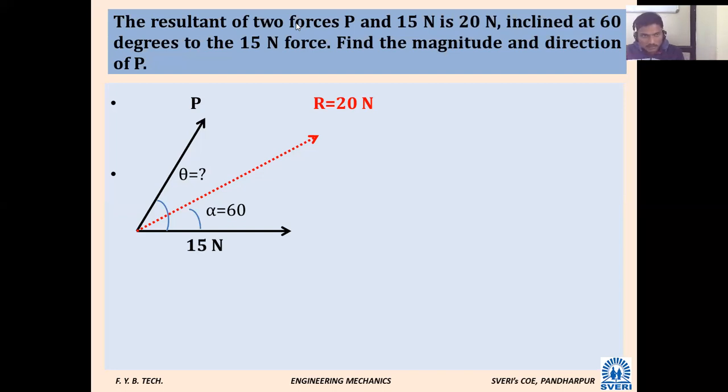What is the difference? What is given here? The resultant is given. What is the value of that resultant? 20 Newton. Very good. The resultant of two forces, force P and 15 Newton, is 20 Newton. Its resultant is given, and its direction is also given. That is number one. What is it asked to find?